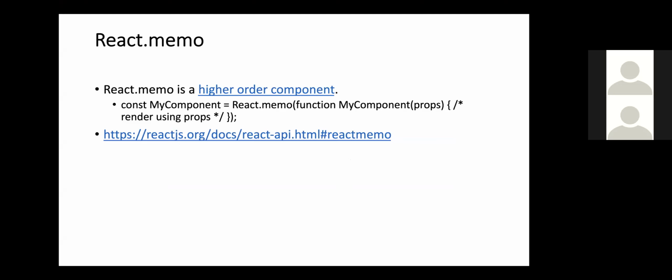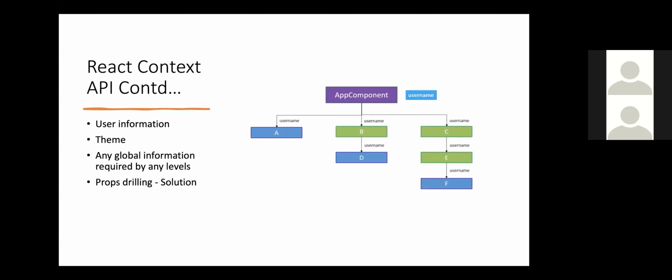Along with that, we've seen why we need a context API: prop drilling. Prop drilling is nothing but moving a property, like a username or theme-related information, to deeply nested components, child components to child components. We may need to pass the props. To avoid that problem, React provides an API called context API out of the box.